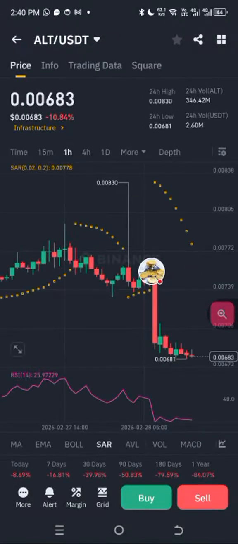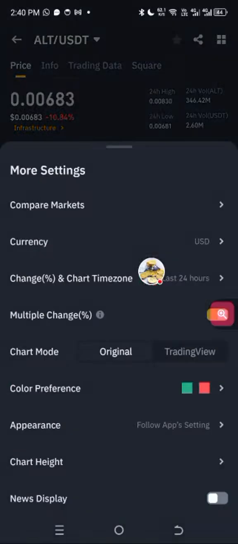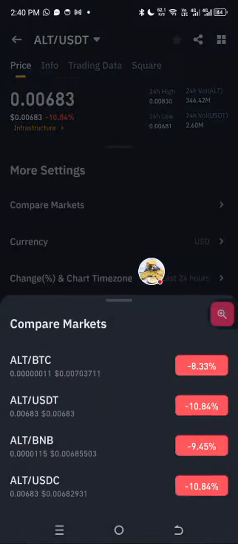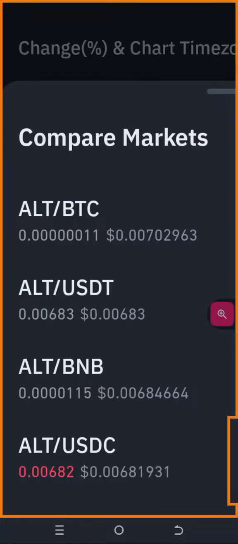This is ALT. We're going to go to compare markets and see what. Wow, that is good. We have ALT BNB, which is 0.0068, almost the same price, but slightly higher than USDT. So the cheapest is ALT USD, right? ALT USD is the cheapest, and that's the one that we are going to do our evaluation on.